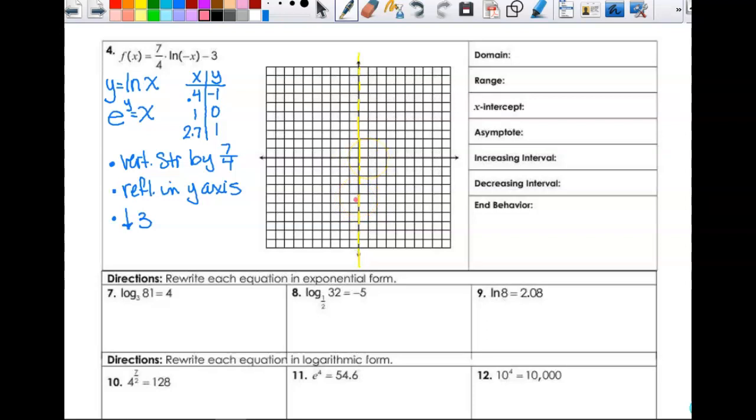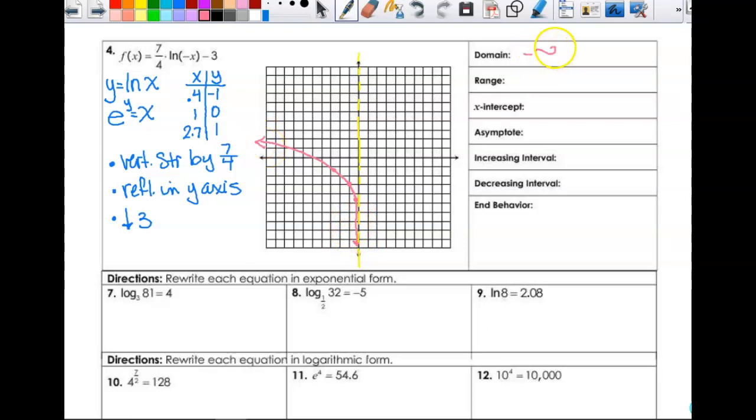Vertical stretch doesn't do anything. Reflect in the y-axis, I'm over here. Go down 1, 2, 3. Go to 2.71. Vertical stretch by 7/4, so that's like 1 3/4, which is about right there. Reflect in y. Go down 1, 2, 3. Okay, so my graph looks something like this.